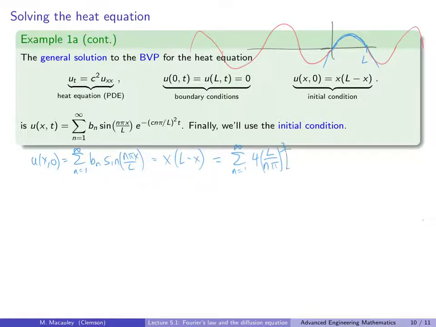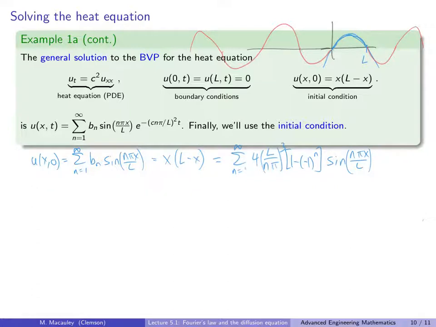And then we get 1 minus negative 1 to the n times sine of n pi x over L. So exercise. Verify that this is indeed the Fourier sine series of this function. And please don't continue on until you know that you can do this.